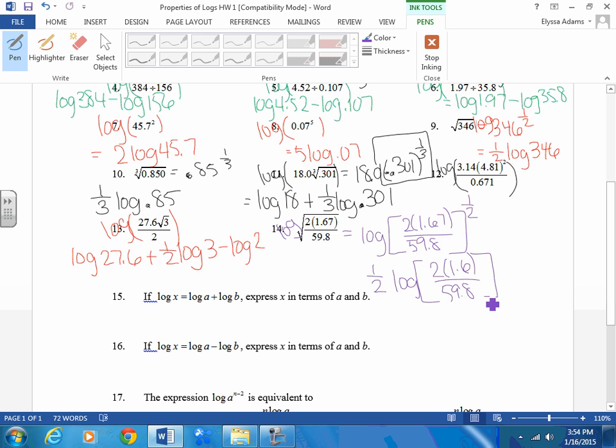When I break all of this part up, that's totally cool because I need to break up that multiplication into addition and the division into subtraction, but I can't forget about this 1/2 that I have out front here. So I'm going to have this 1/2 times all of this big logarithm broken up: the log of 2 plus the log of 1.6 minus the log of 59.8. All of that is times 1/2. And if you want to, you can distribute that 1/2. It is totally up to you. You don't have to, but that is a possibility.